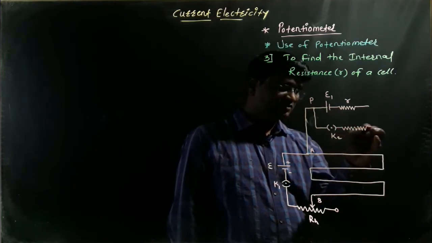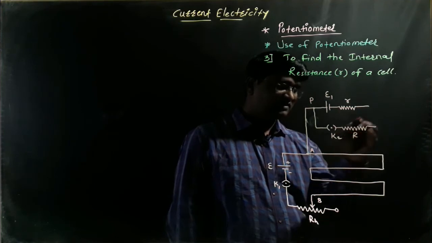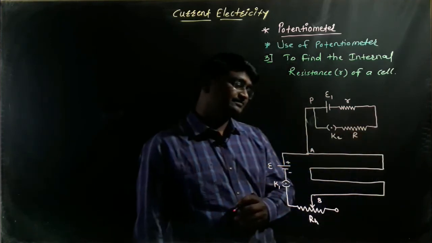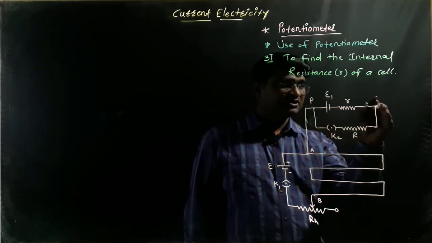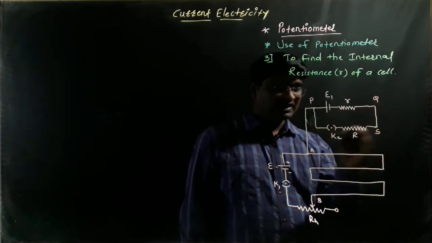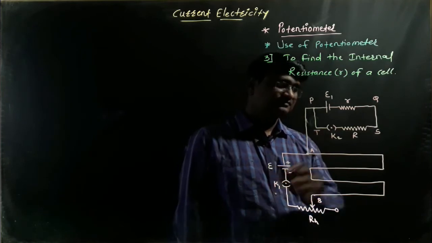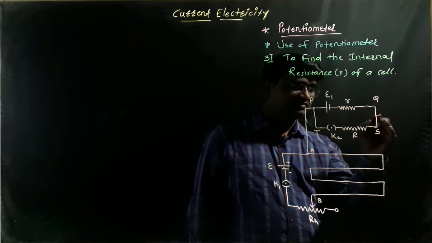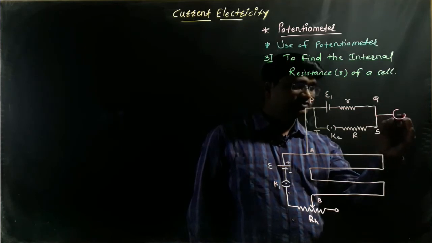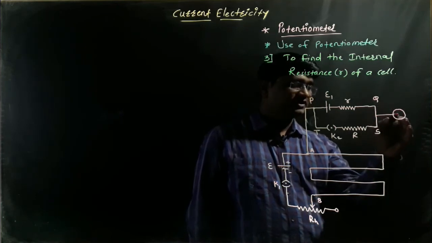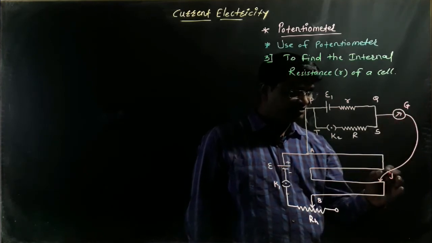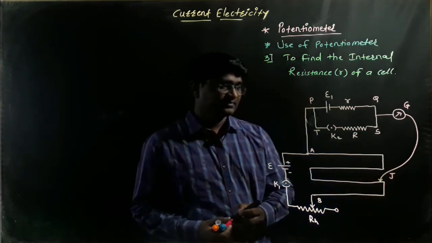So this is the resistance box, denoted by R. So this is a complete circuit, denoted by P, Q, S and T, whose common terminal will be connected to the galvanometer, whose resistance will be G, and the other end will be connected to the jockey, and this is denoted by J.